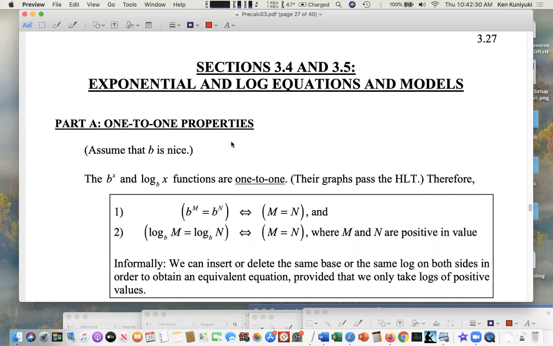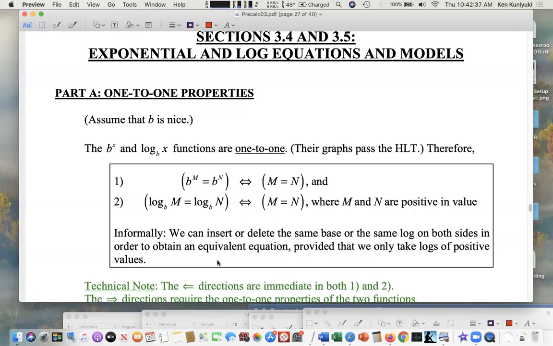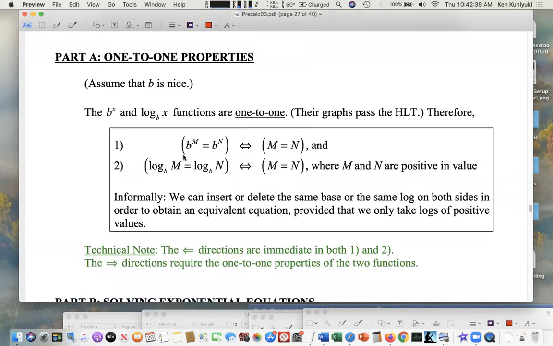Okay, now what's the basic point of the one-to-one properties? Well, in terms of your actual work, if b to the m equals b to the n, where b is a nice base, positive and not 1, then we can basically equate the exponents, m equals n. Likewise, if we have log base b of m equals log base b of n, where m and n are positive in value, then we can say that m equals n.